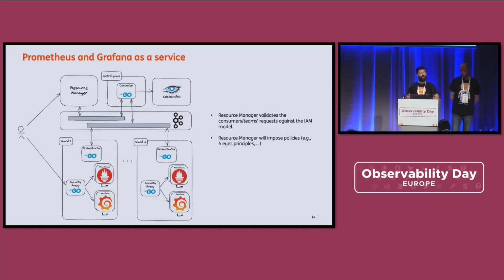The orchestrator then spins up a pod, which communicates with the Kubernetes API and creates either a Prometheus or a Grafana pod, depending on what the consumer is requesting. And then the user can, at this point, use the resource manager CLI to request the status of his request, to see if it has been completed.